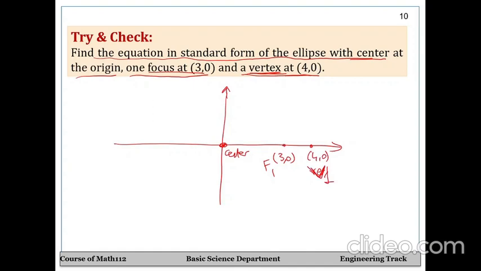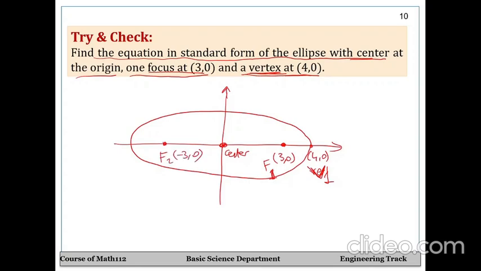Now, since the center is here and since the vertex and the focus are always on the major axis, we will have an ellipse something like this. So you can also say if one of the foci is here, then its symmetry will be here with respect to the y-axis, and if the vertex is here, the other vertex has to be here.